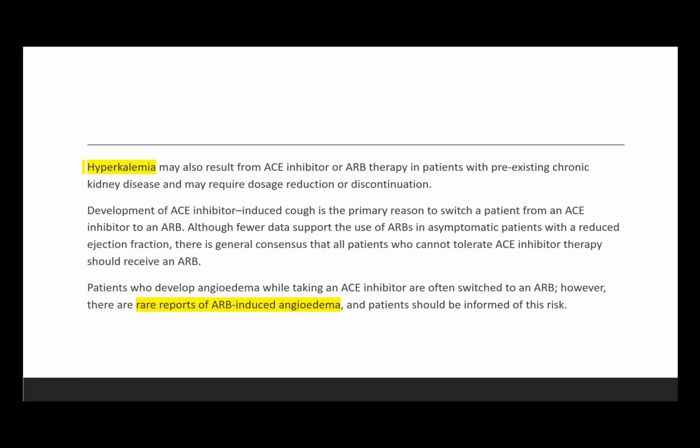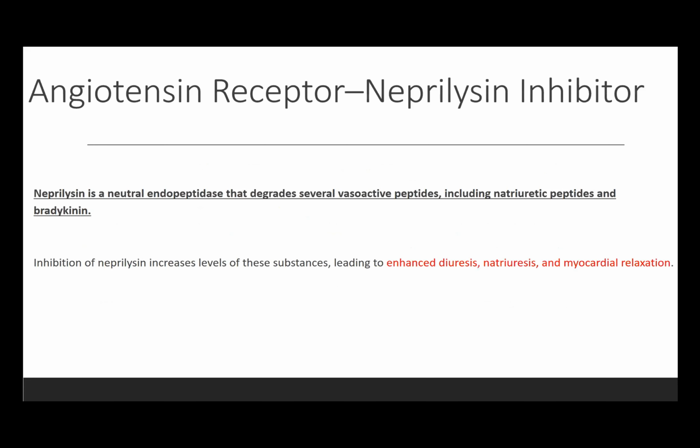Jonathan, can you help with that one? What's neprilysin? Yeah, so I think that's responsible for breaking down the natriuretic peptide. So if you inhibit the breakdown of BNP, then that will be pro-diuretic. Excellent. You're absolutely right. So it's an endopeptidase. The drug itself is a neprilysin inhibitor, and by inhibiting the breakdown of your natriuretic peptides and bradykinin, you're basically increasing diuresis and myocardial relaxation.